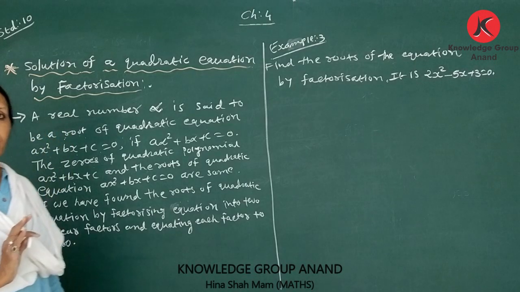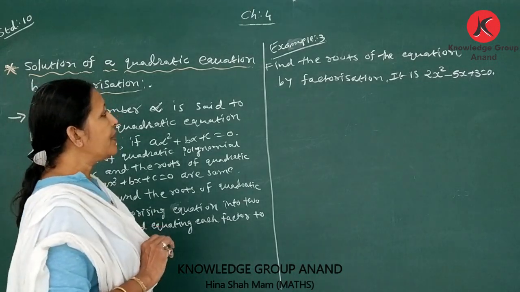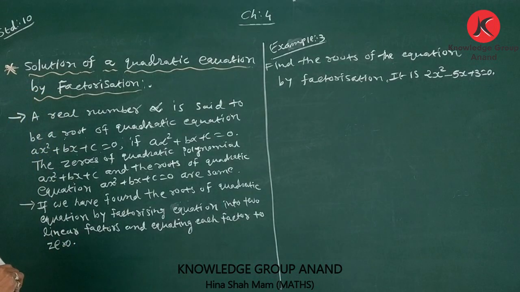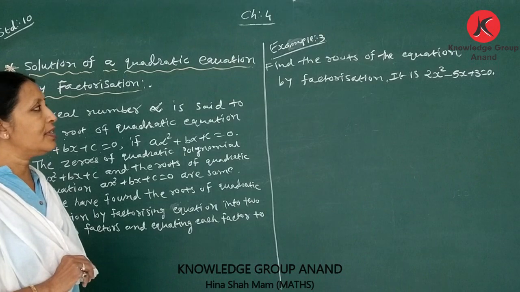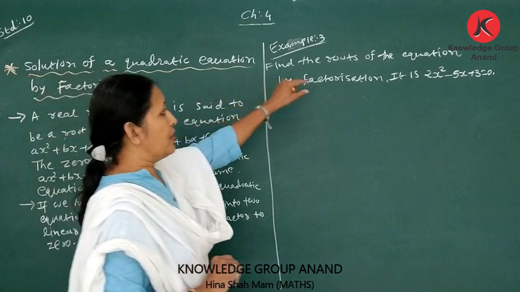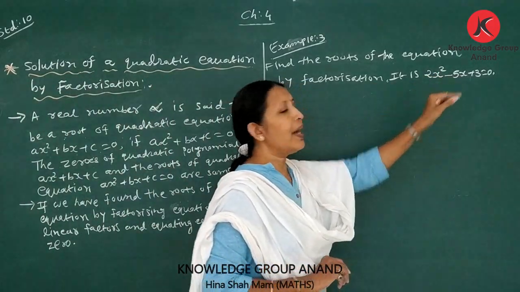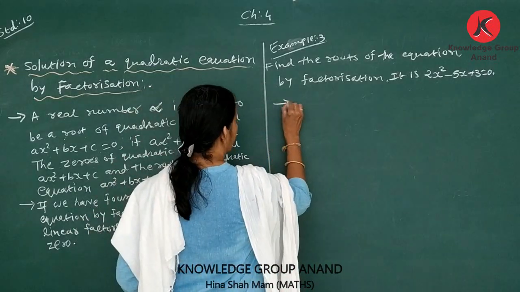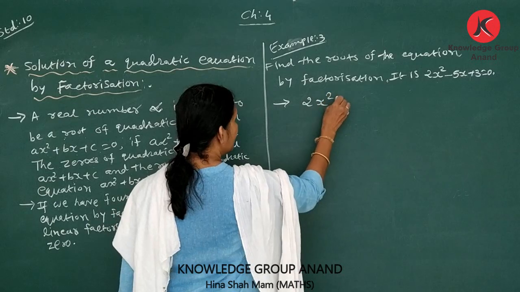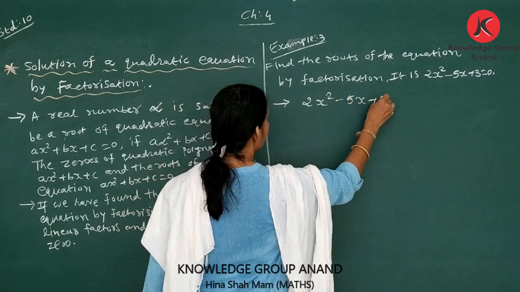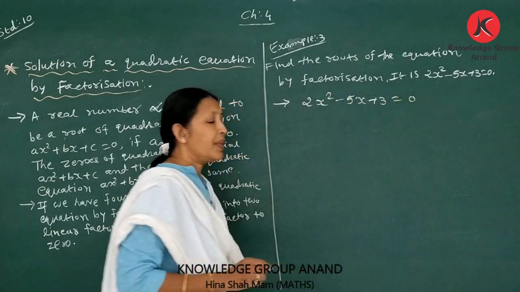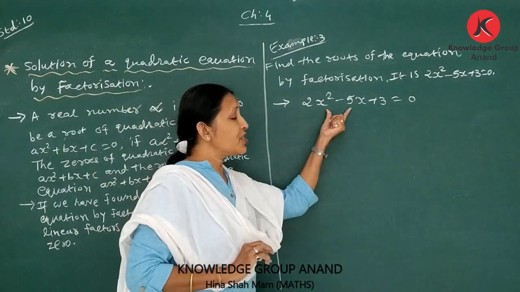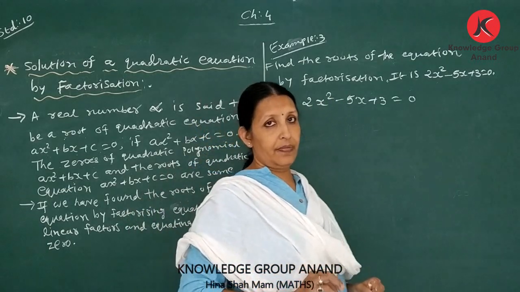Now we take example number 3. Find the roots of the equation by factorization. The equation is 2x square minus 5x plus 3 is equal to 0. It is our quadratic equation. Now we factorize it by the splitting method, splitting the middle term 5x.